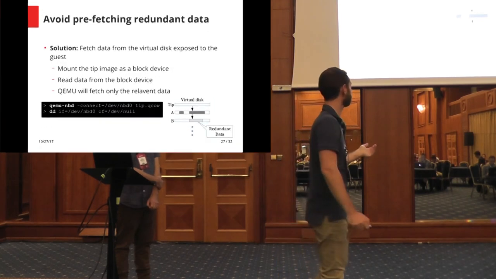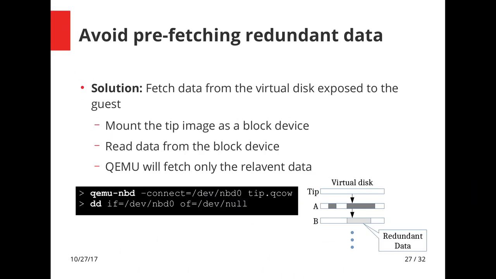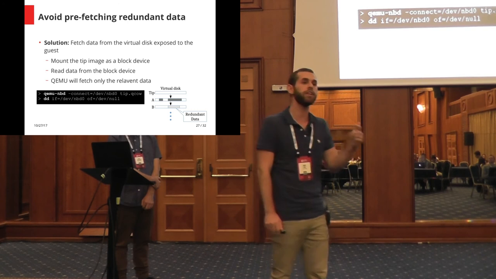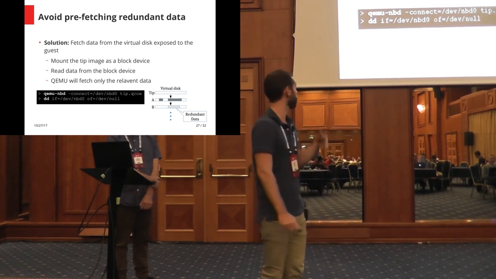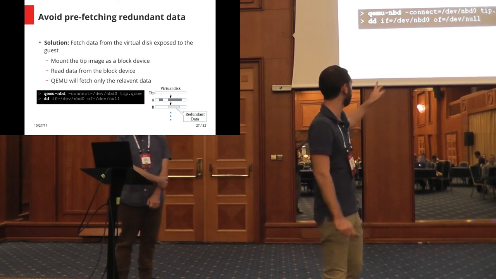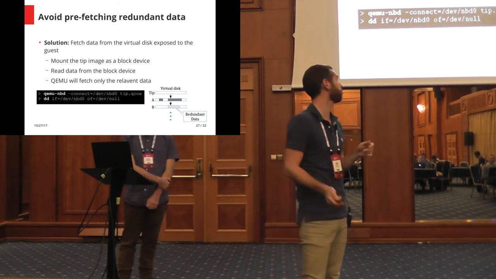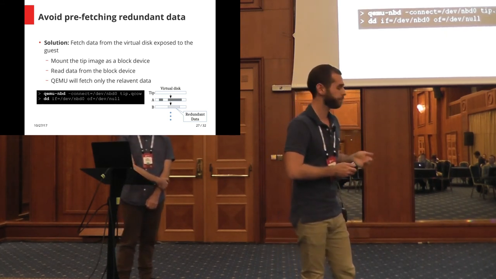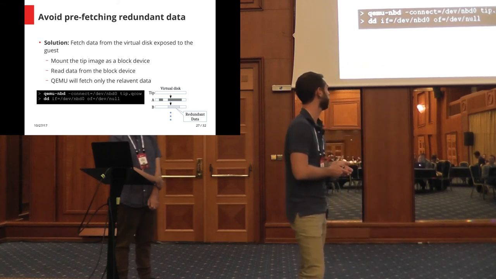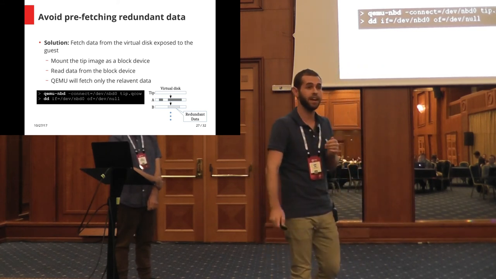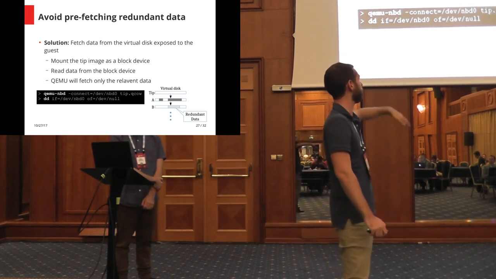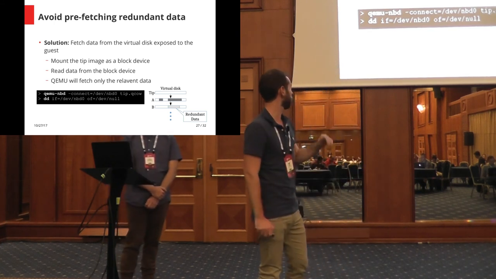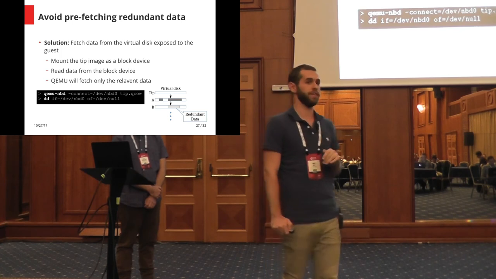Okay, so what we did to overcome that is to let QEMU do the work for us. We want to fetch the data according to the virtual disk to read only the latest data, right? So we use QEMU NBD for that. We mount the tip image and the whole chain using QEMU NBD, and then we read the data using DD and let QEMU do the work for us. We know that QEMU would fetch only the relevant data, and we don't need to figure out ourselves where the most updated sectors are, right? So this way, we can read only the relevant data.